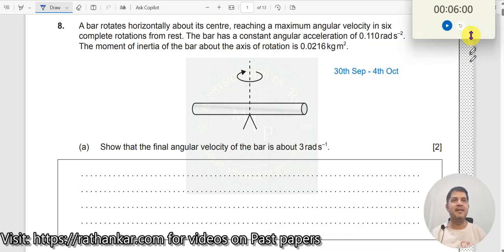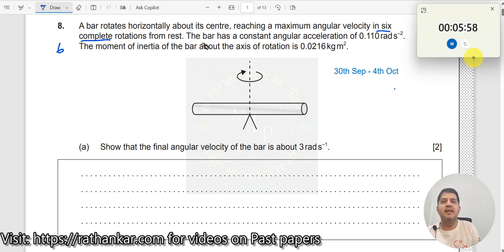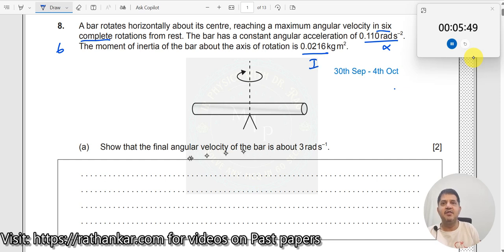Okay, let us begin. First question, which will be published on Monday, tomorrow evening. A bar rotates horizontally about its center, reaching a maximum angular velocity in 6 complete rotations. What is given? The value of 6 is given. Switch on the timer. The bar has a constant angular acceleration of 0.11 radian per second square. Alpha value is given. Moment of inertia of the bar about the axis of rotation, the value of I is given. Show that the final angular velocity of the bar is about 3 radians per second.